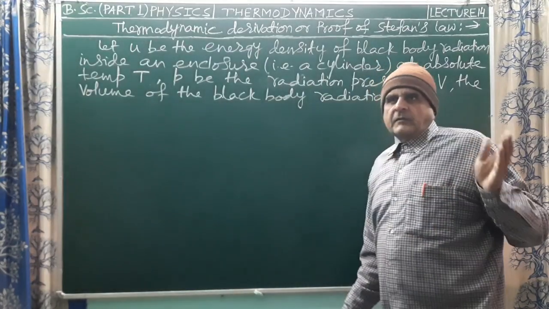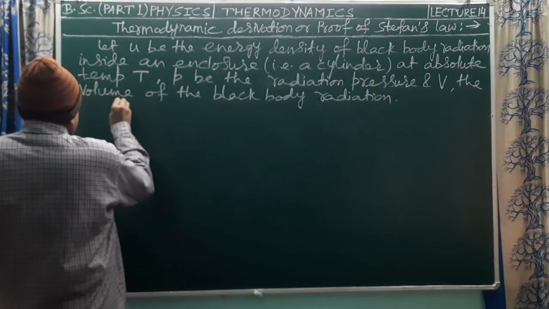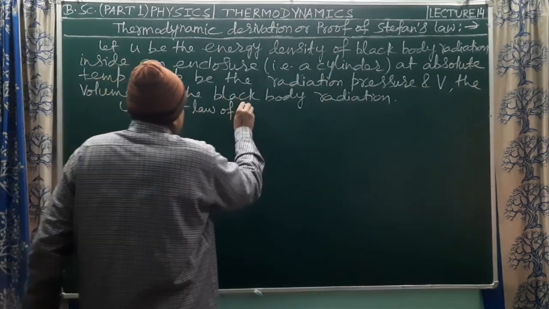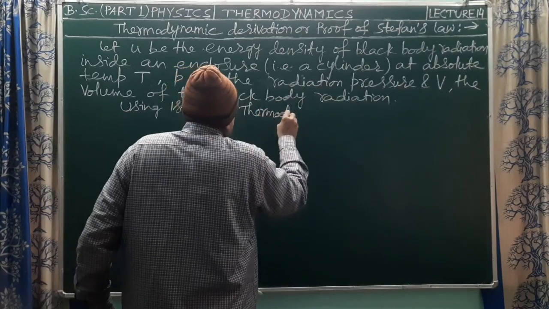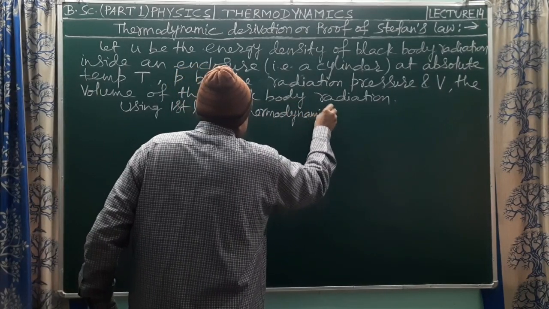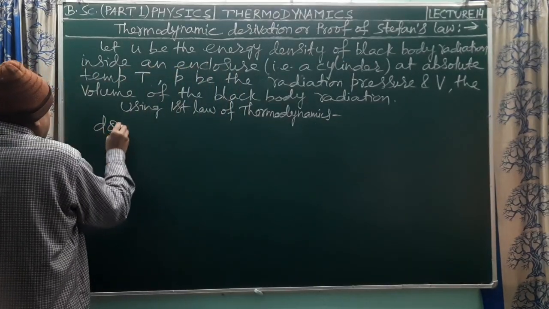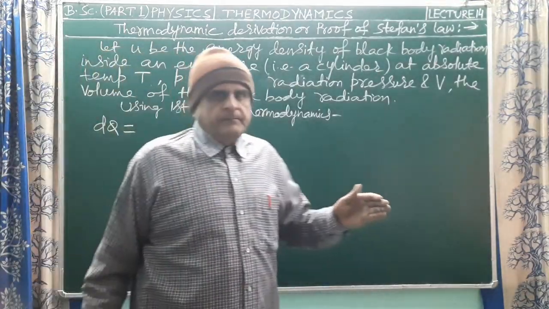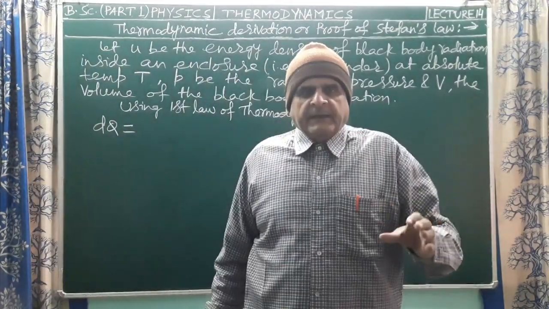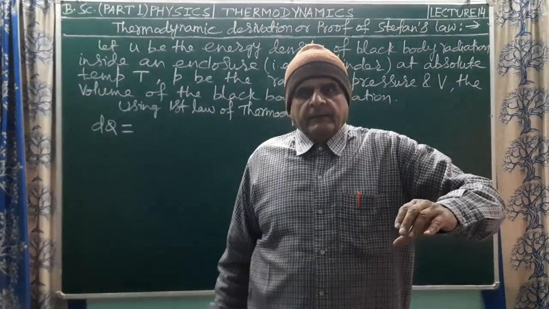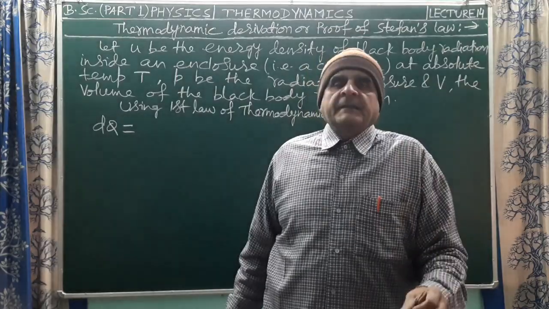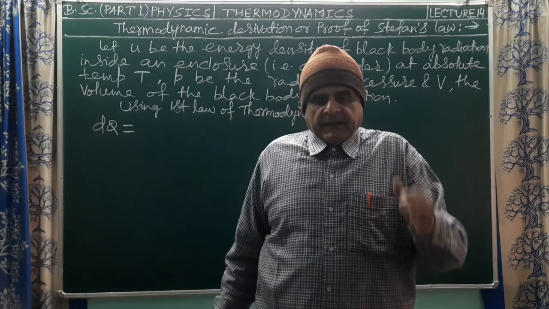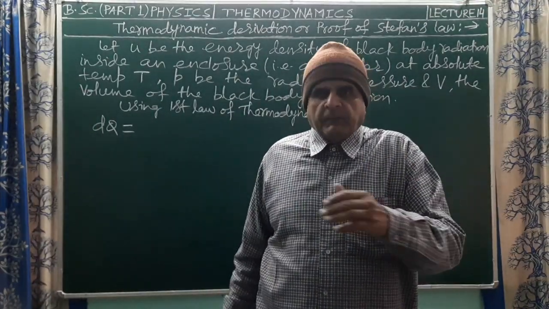Now using the first law of thermodynamics, we have dq, the amount of heat supplied to the system. This black body radiation inside an enclosure also constitutes a system. The black body radiation is situated inside the cylinder, so it also forms a system.